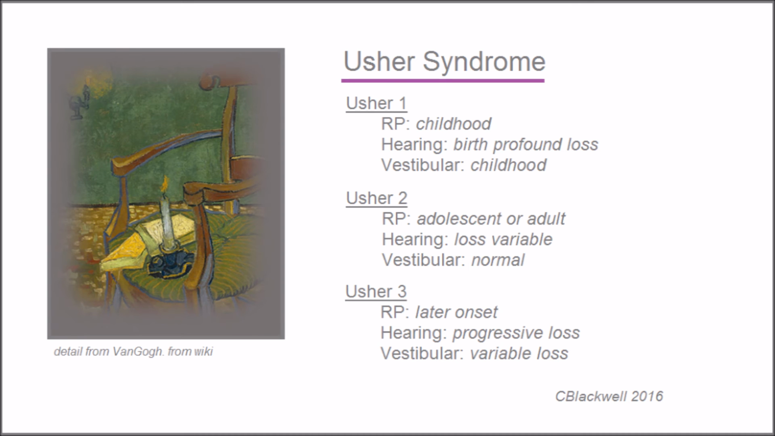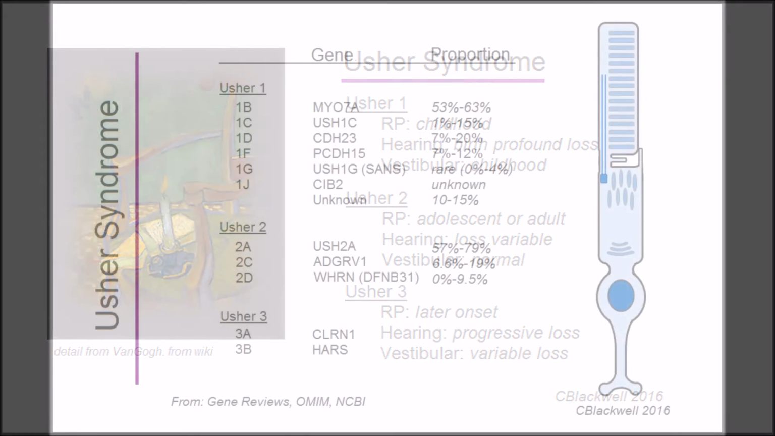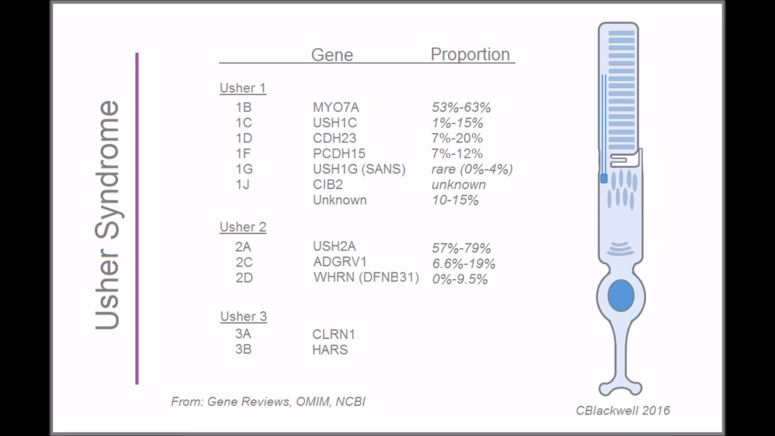So how is it that a single gene defect can affect these two separate systems? What do they have in common? As you can see, the specific defective genes have been identified, causing each version of this syndrome.